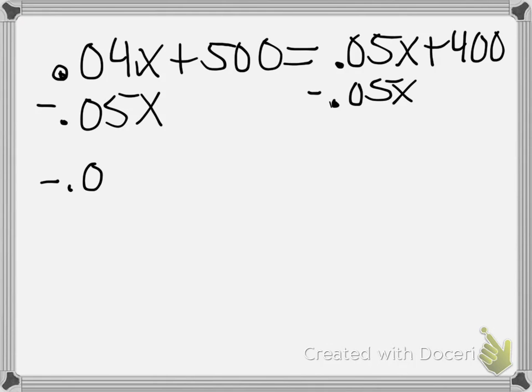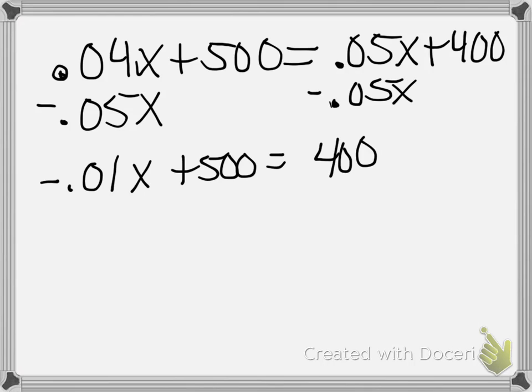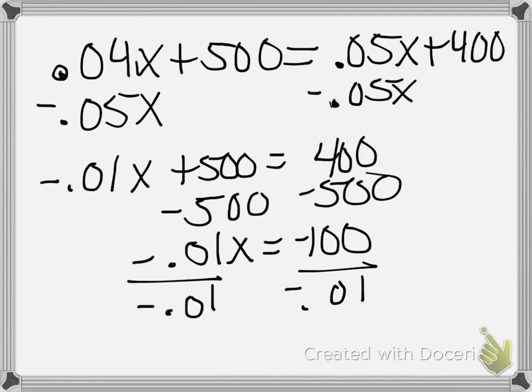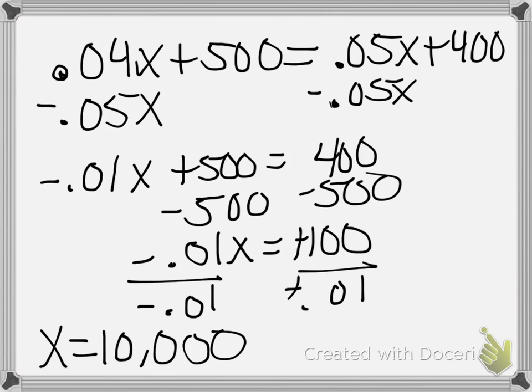So we get negative 0.01x plus 500 is equal to 400. And then we're going to take away 500 from both sides. So negative 0.01x is equal to negative 100. Divide out negative 0.01, and we come up with the fact that x is equal to, well, a negative over a negative makes positive, 100 over 0.01 is 10,000.